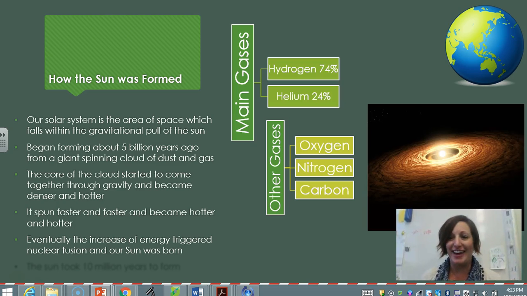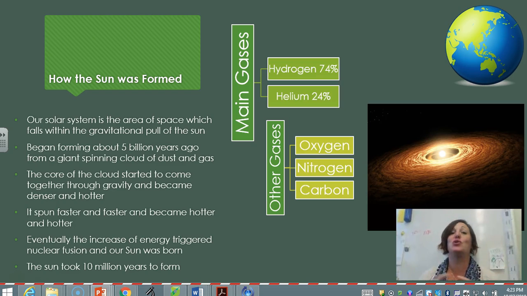Just kidding, it didn't look like that. It looked a bit more like that. And the Sun actually took about 10 million years to form. Crazy, right?